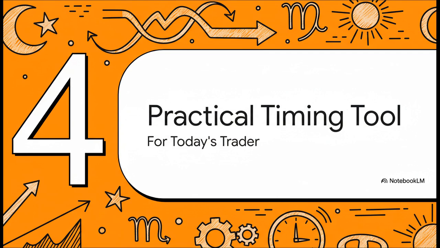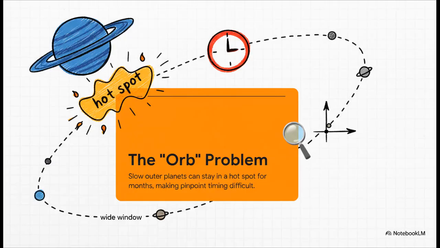So what does this all mean? Well, it's not just some cool historical fact. The source argues that this is a powerful, practical tool you can use right now. And the best part? You don't even need to know the real birth date of the market to use it. But okay, there's one little snag. It's called the orb problem.